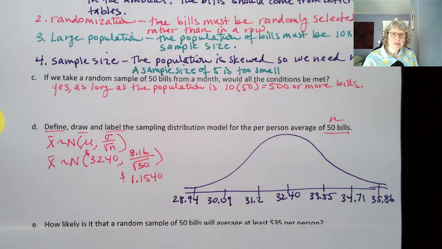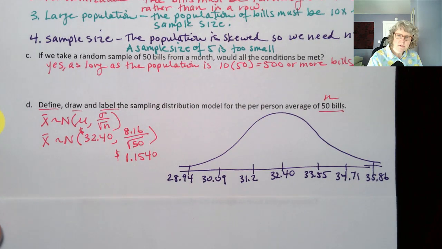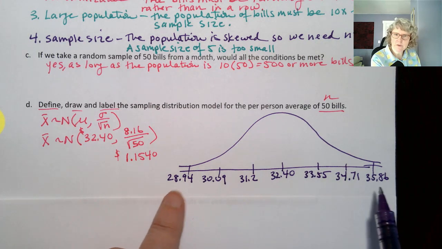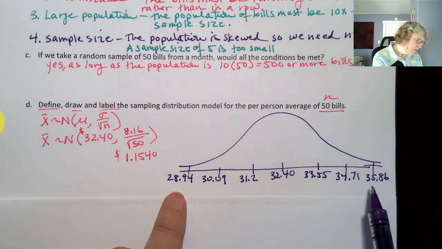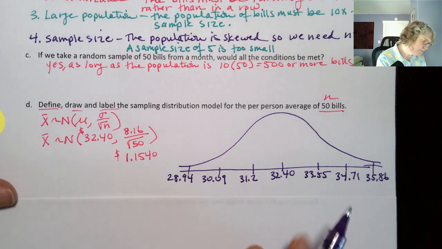Okay, let me show you what I did. So now I've got my labels. So our graph, 3 standard deviations away from the mean goes from about $28.94 to $35.86. Okay, and that's our sample to sample variation, right?